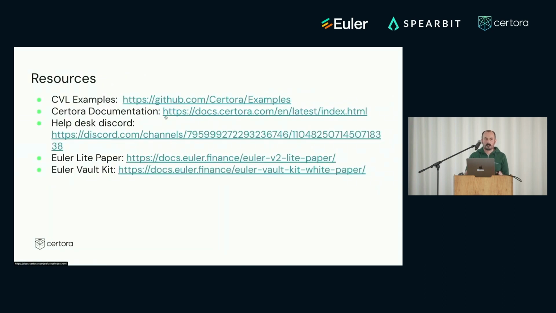So here are a few other resources to help you get started. First, we have a collection of nice CVL examples in github.com/Certora/examples. It covers a wide range of properties and how to cover a wide range of things in CVL. There's also, of course, the official Certora documentation, as well as our help desk on Discord. Of course, before you get to verifying, you'll also likely want to check out the Euler Lite paper and Euler Vault Kit white paper.